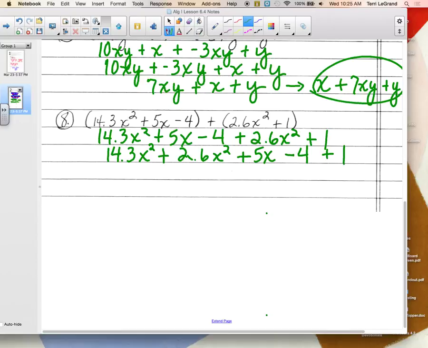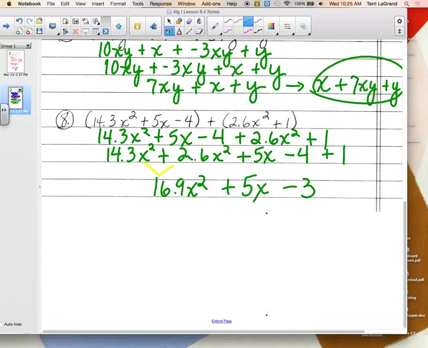Now, what can be combined here? X squareds. How many x squareds do we have then? 16.9. 16.9 x squared. Okay. Plus what? 5x, because that 5x doesn't have anything to be added to it. And then what? Minus 3. Minus 3, because we have a negative 4 that we're adding 1 to, which is like a negative 3.